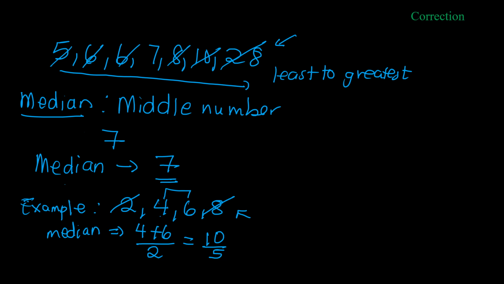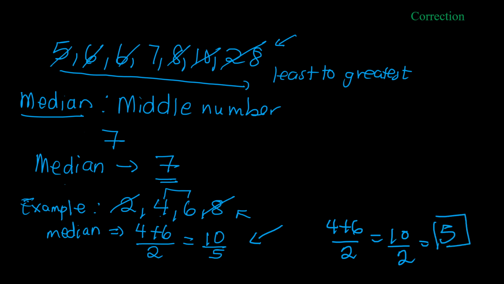Okay, I just wanted to make a correction here. When I was finding the median, I had 4 plus 6 over 2 is equal to 10. It should have been over 2. So it's 4 plus 6 over 2 is equal to 10 over 2, and the answer is 5. The 5 shouldn't have been in the denominator. So the median is 5 in this example. So this is the median, and it's equal to 5, and this is the example that we were looking at right here.